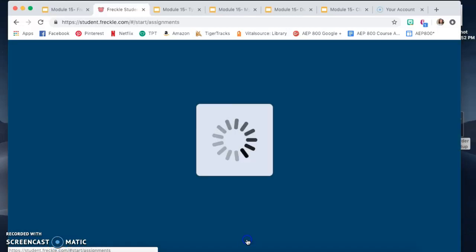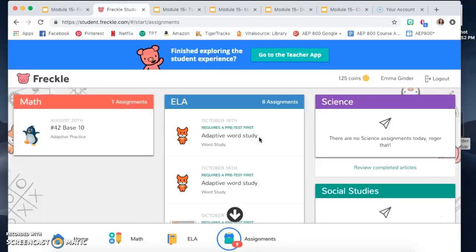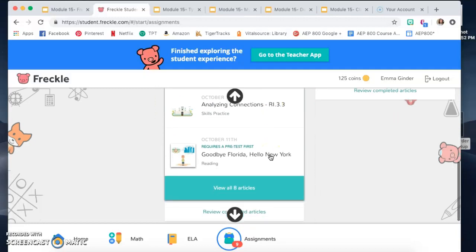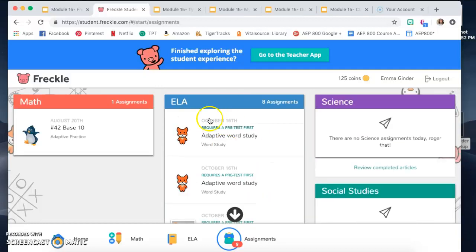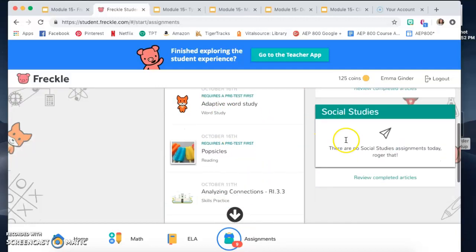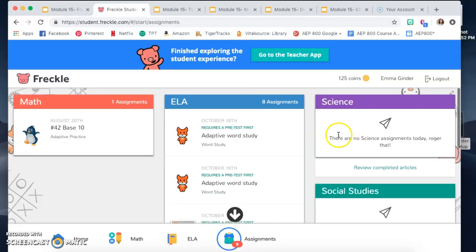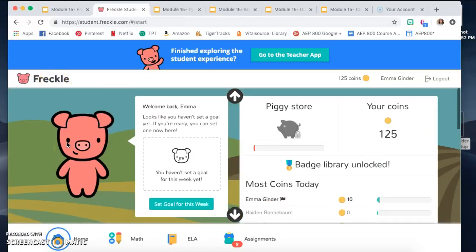I can assign assignments to them if I want them to be working on something specific, but Freckle does a really good job of kind of hitting all math topics that I don't put in specific assignments for them. Again, these are some of the ELA assignments I give to my low reader. They do have a science or a social studies aspect of Freckle, but you have to pay more for that, and so I really just use it for math and ELA, and I have found that my students really enjoy it.